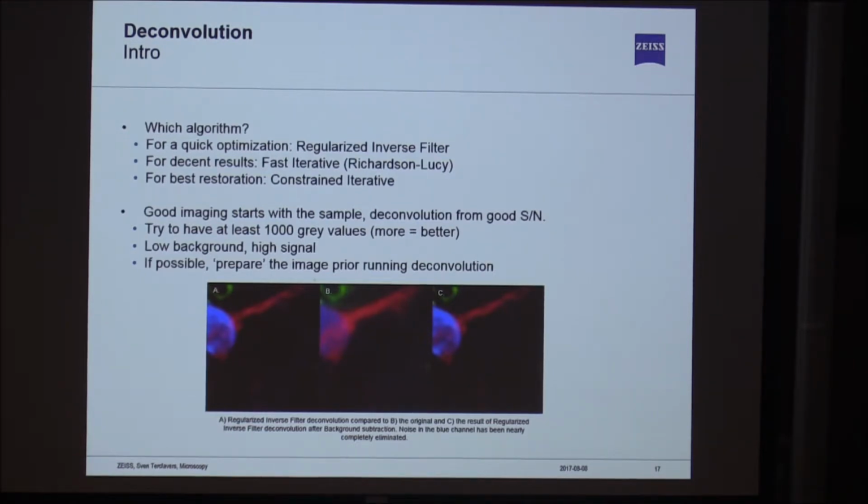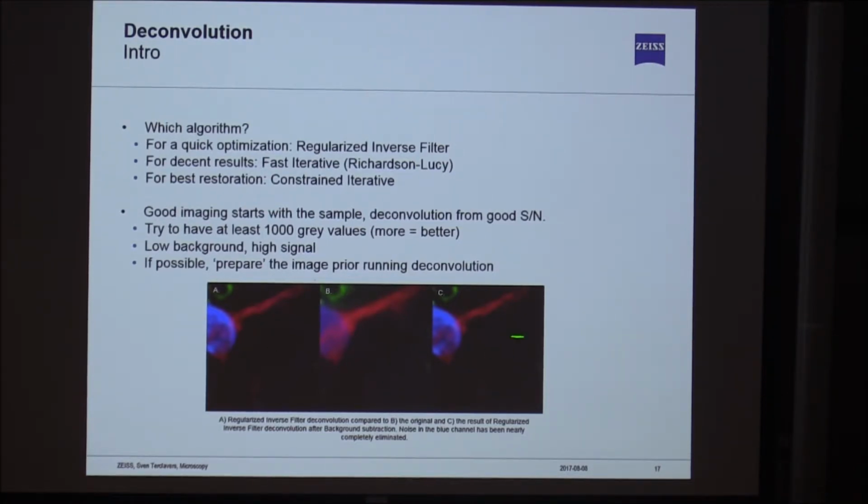Now to run deconvolution, and why would I run deconvolution? To run deconvolution, you need to have at least 1,000 gray values. More is even better. You have to have a good signal to noise, which means low background, low noise in your sample, and a high signal. But you can also prepare the image before you run the deconvolution. And that's what I want to discuss first before we go deeper into deconvolution.